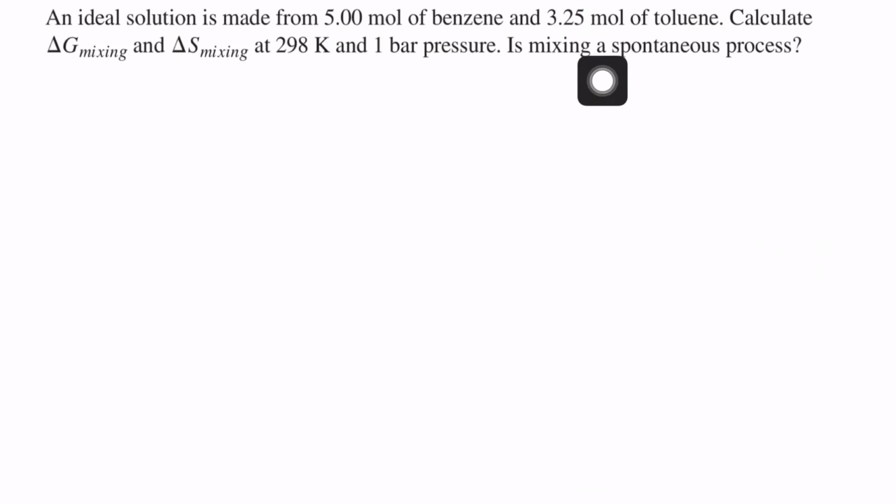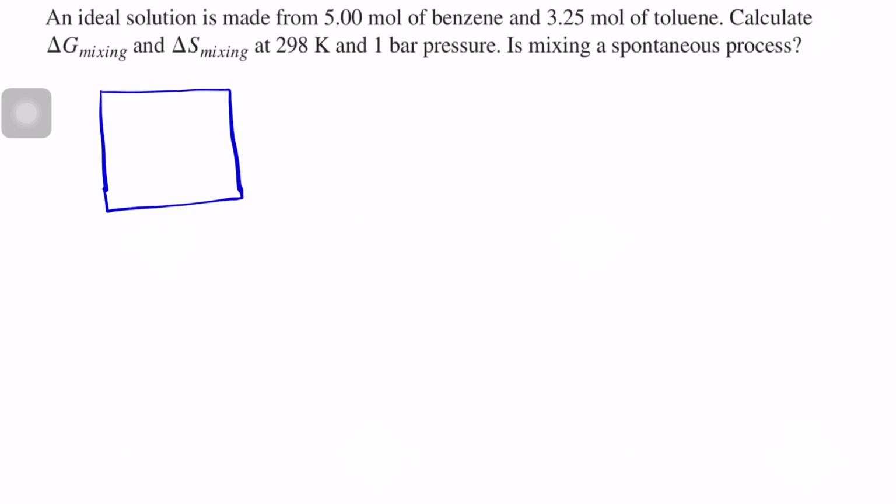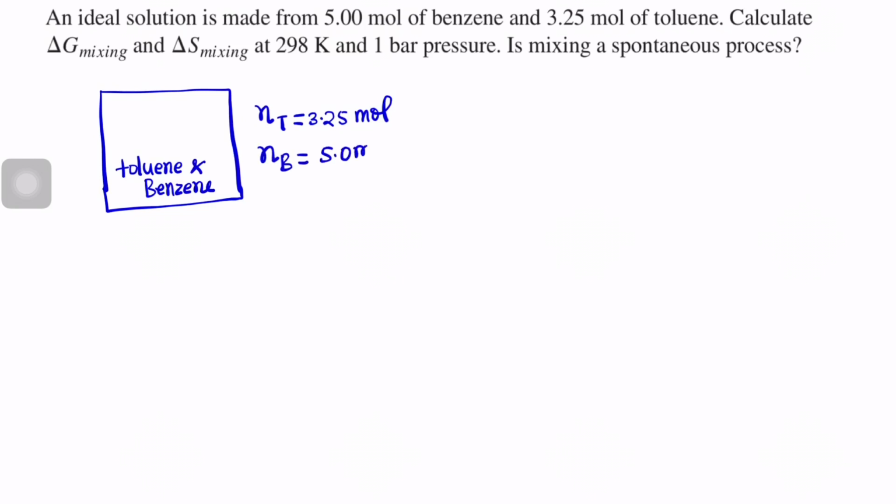Is mixing a spontaneous process? So we have to calculate delta G mixing and delta S mixing. What are the components of this solution? Basically we have two components: we have toluene and we have benzene. These are the two components of this ideal solution. Toluene is 3.25 mole, and benzene is 5 mole. Now first we have to calculate the delta G mixing.